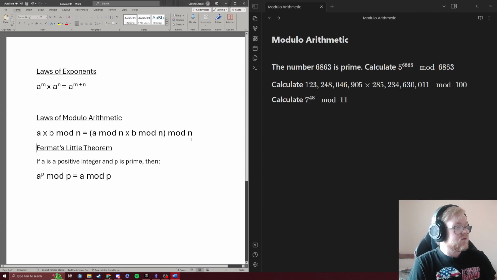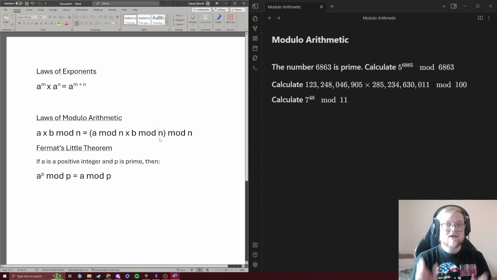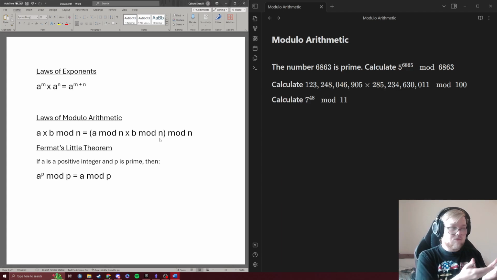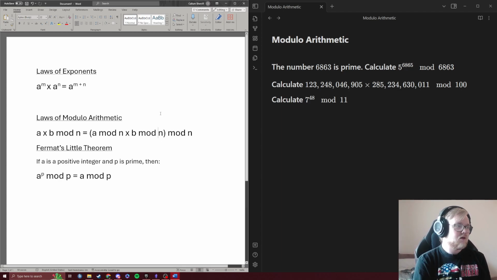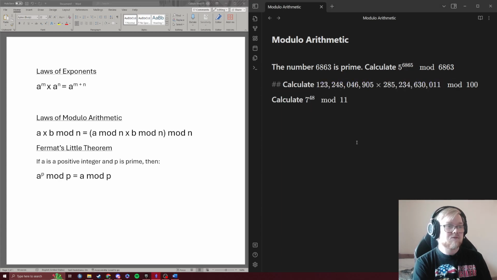The laws of modulo arithmetic state that if you have two numbers multiplied together, modulo n being anything, you can take the modulo of the numbers individually first and then mod the product, in this case, to get the answer quicker. We can do this for anything. For this example we're using multiplication, but we can do this for division, addition and subtraction as well. And this will be useful for the second question here.